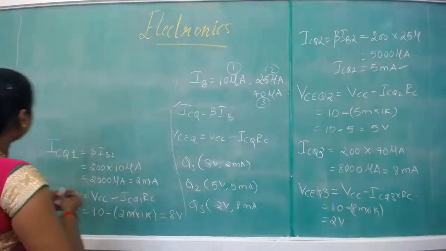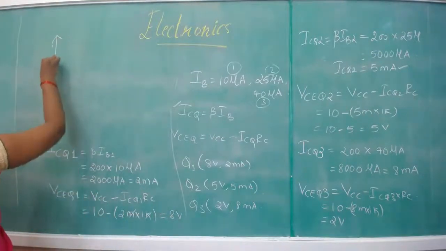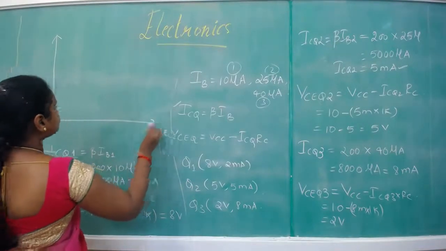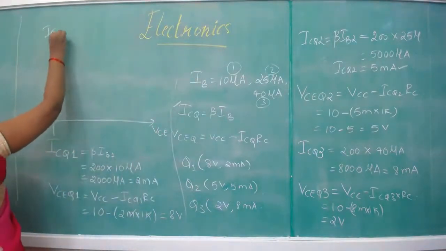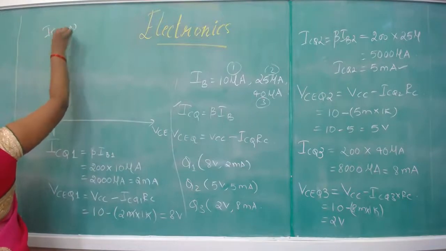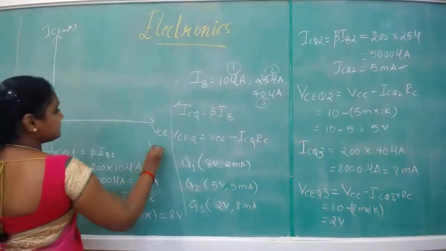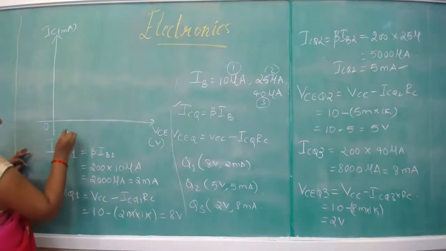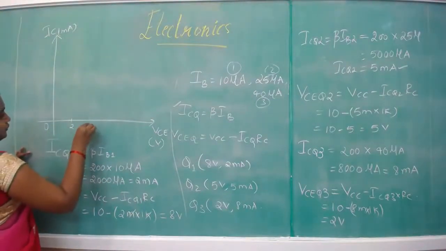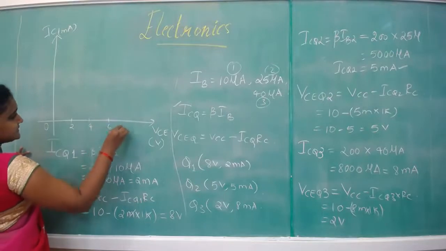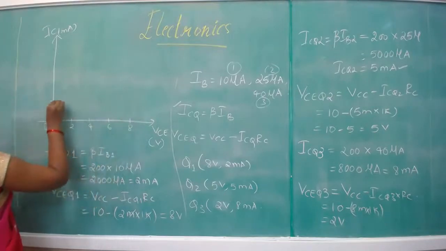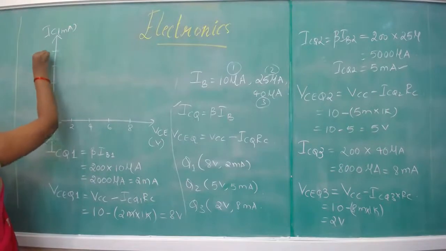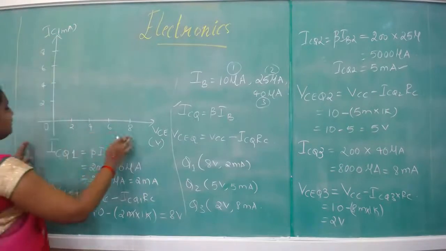Graph of the output characteristics of a transistor. So it is VCE versus IC in terms of milliamperes. This is in terms of volts. Starting with 0, I will take steps of 2, 4, 6 and 8. Of course, milliampere and volts.